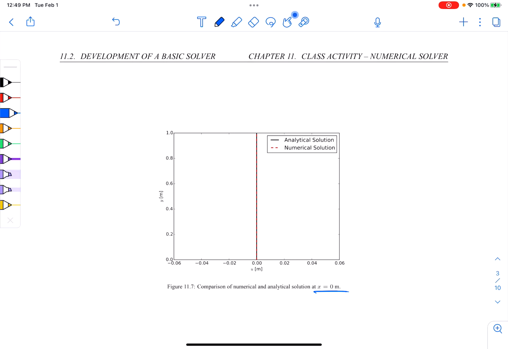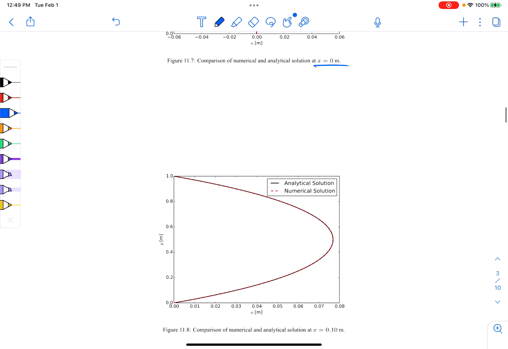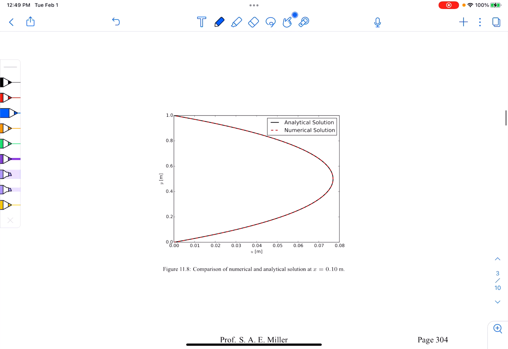Anyway, I plot the numerical and analytical solution. Okay, so let's see what happens when we move downstream. This is now only at x equal 0.10 meter, that's 10 centimeters. Same type of plot. Y-axis from 0 to 1, right? So there's our boundary. And x-axis, I plot u.